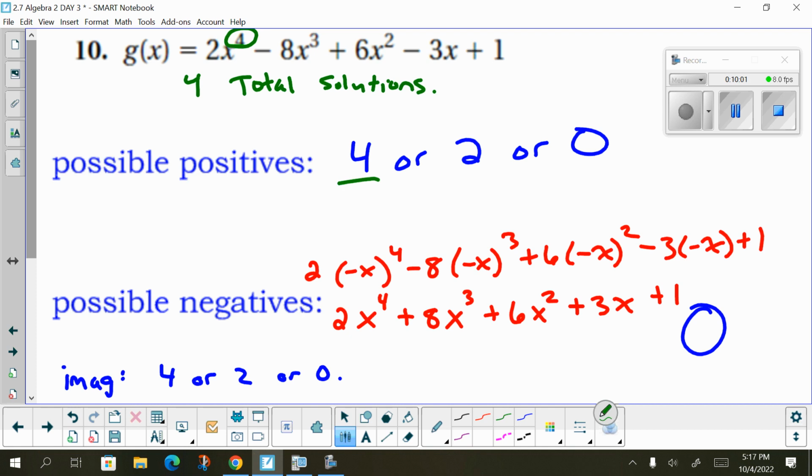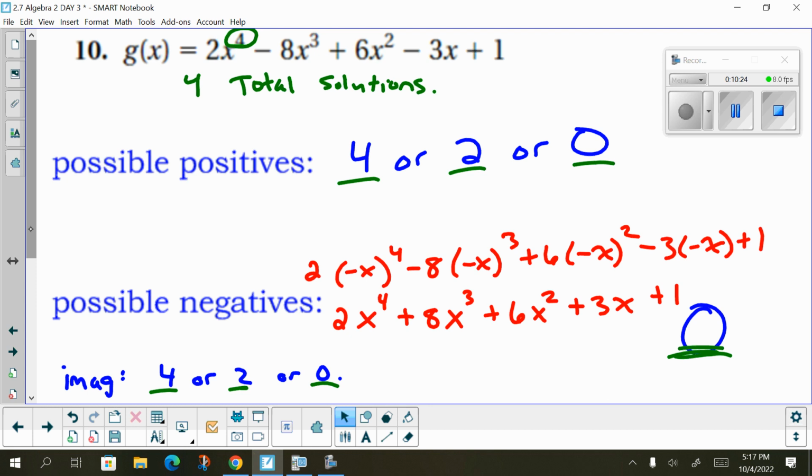Let's see what combinations work. If I have 4 here and 0 here, then I would have 0 imaginaries. If I have 2 here and 0 here, that would mean I would need 2 imaginaries. And if I had 0 here and 0 here, I would need all 4 imaginaries. So I think we're good. All my different combinations of imaginaries would work to give me that total of 4 solutions.